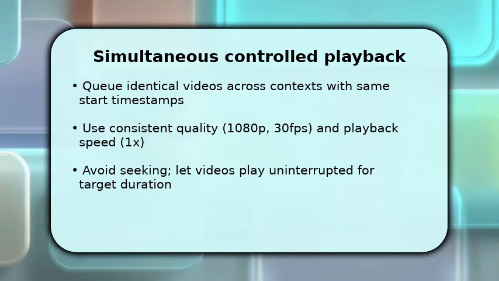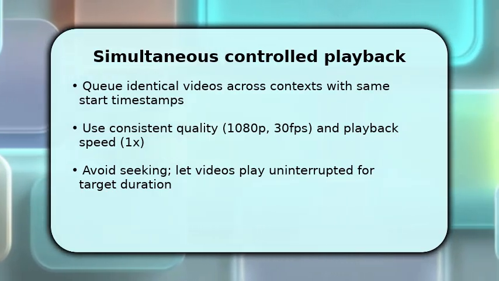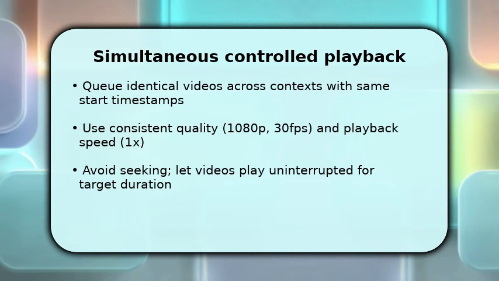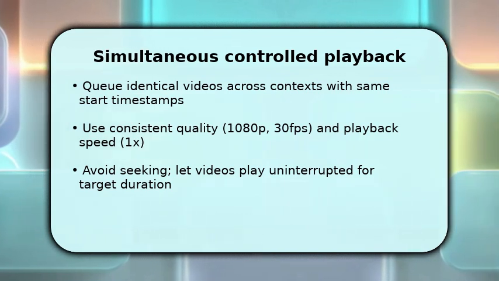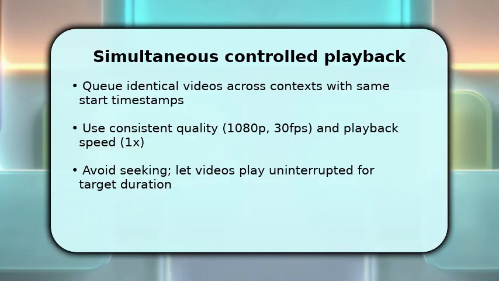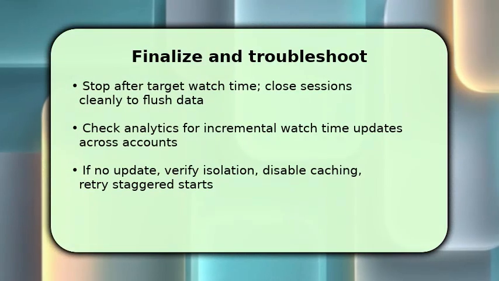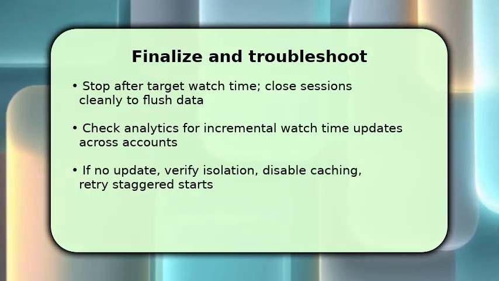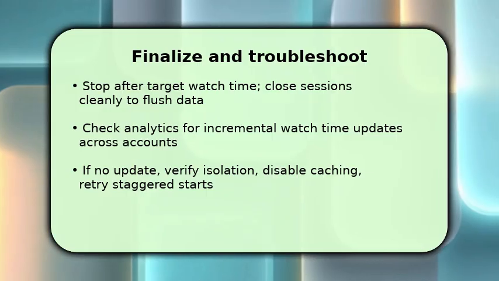Do not seek or rapidly skip. Let the timeline progress naturally. This ensures watch time accumulates per account and reduces discrepancies caused by buffering or client-side heuristics. Finish by stopping playback only after the intended watch threshold and closing each context cleanly so telemetry flushes.